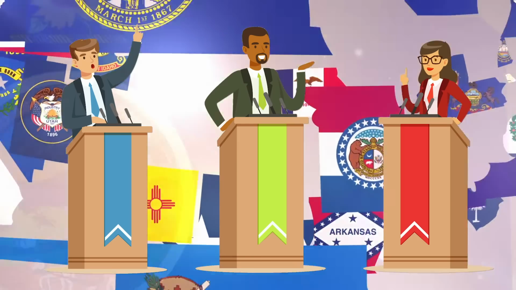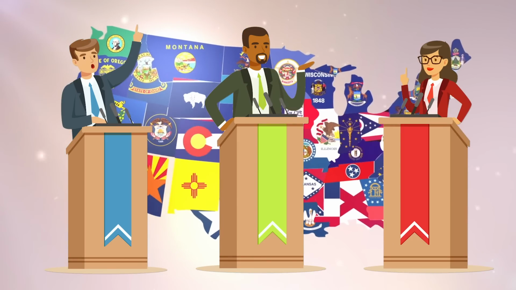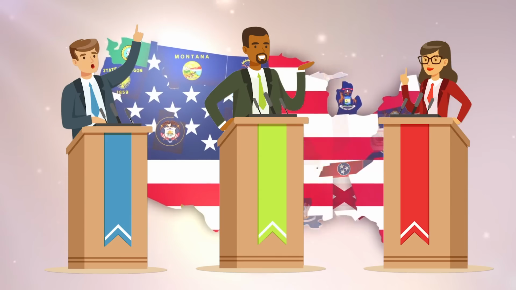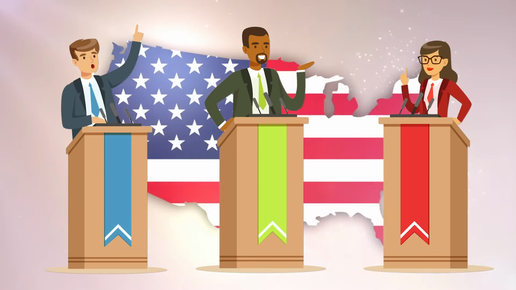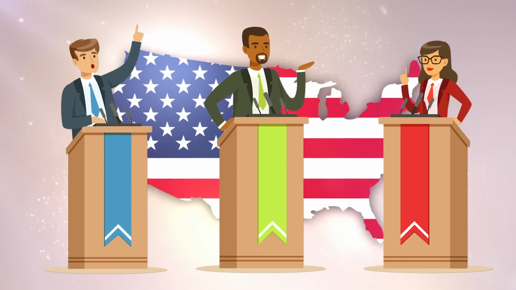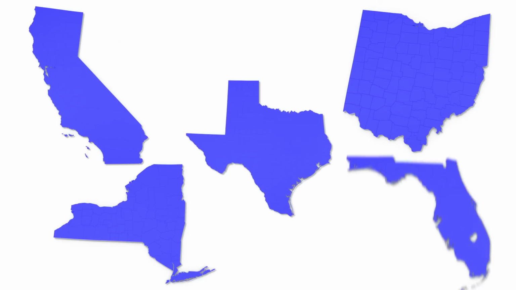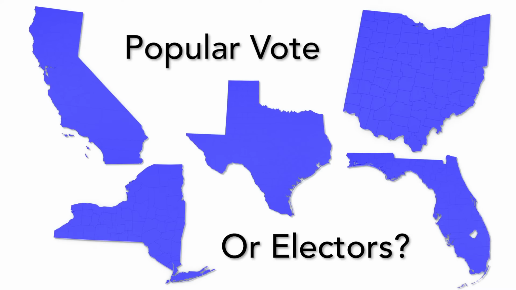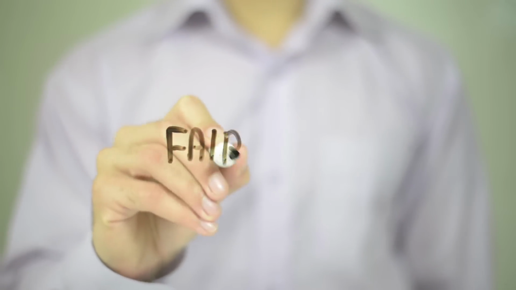It means candidates have to campaign in every state to win enough Electoral College votes to be president. If the election were just based on population, candidates would only campaign in larger populous states, like California, Ohio, Texas, New York, and Florida. What do you think about that? Would you rather have the popular vote decide who wins, or electors from each state? Which do you think is fairer?